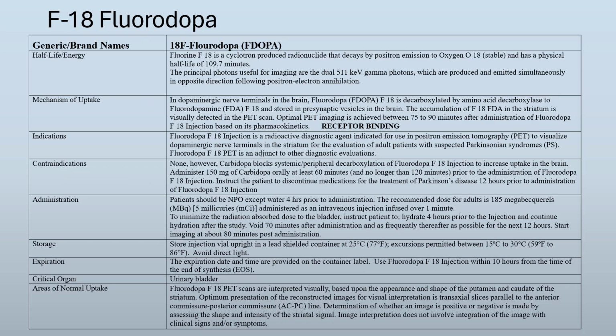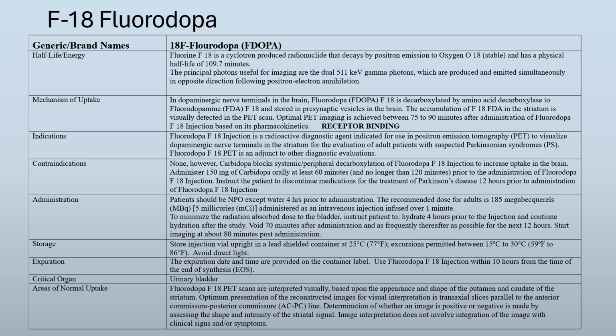This is the package insert for fluorodopa. It localizes by receptor binding. Indications for it are PET imaging to visualize the dopaminergic nerve terminals in the striatum for the evaluation of adult patients with suspected Parkinsonian syndromes. And the critical organ for this one is the urinary bladder.